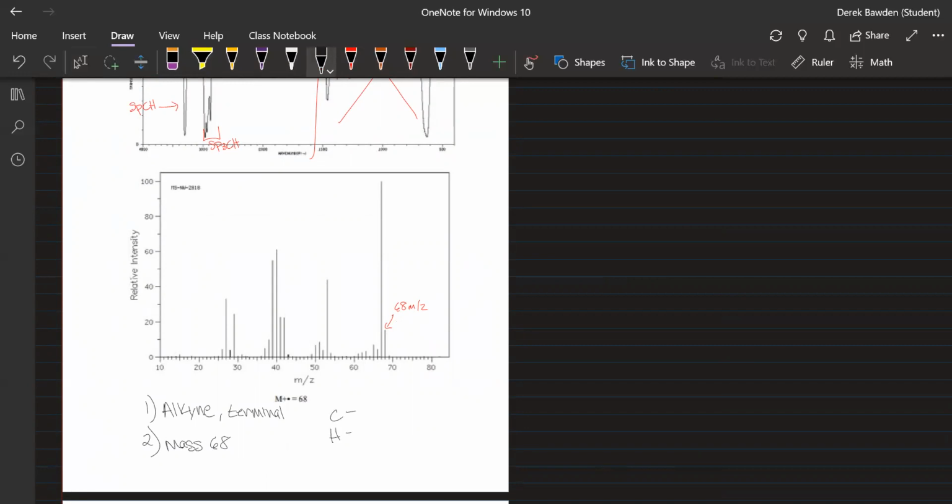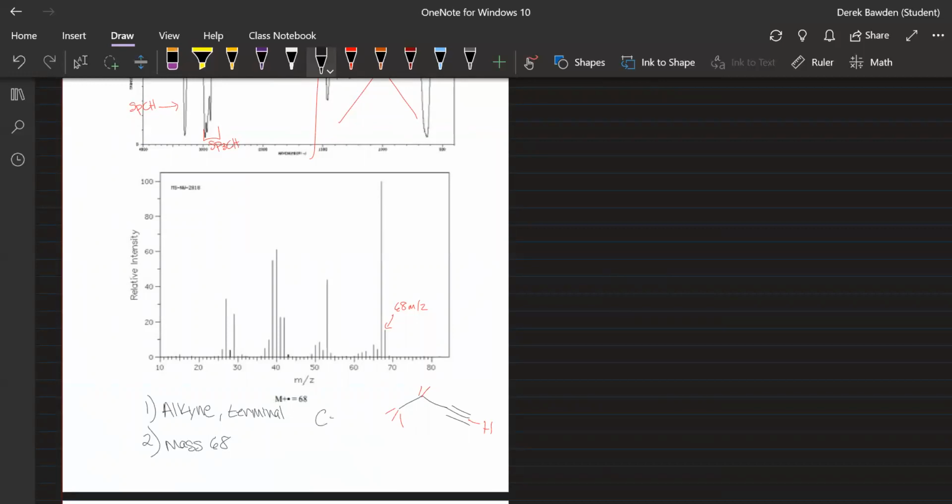Okay, so we have carbons and hydrogens. How many carbons do you guys think? 4. Let's go 4. All right, so we don't know how many hydrogens yet, but we're just going to draw 4 carbons. 1, 2, 3, 4, and we have a terminal alkyne. And here we'd have 1 hydrogen, 2, 3, 4, 5, 6. So we'd have 6 hydrogens. So right now we're at 48 and 6. Do those add up to 68? Not quite.